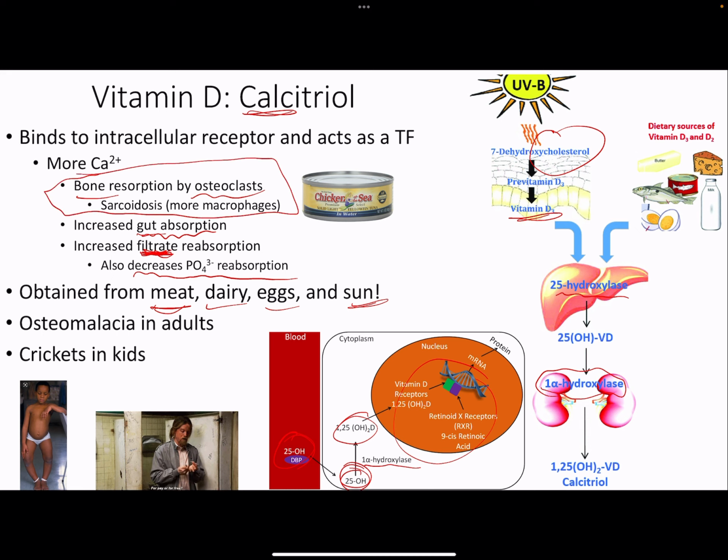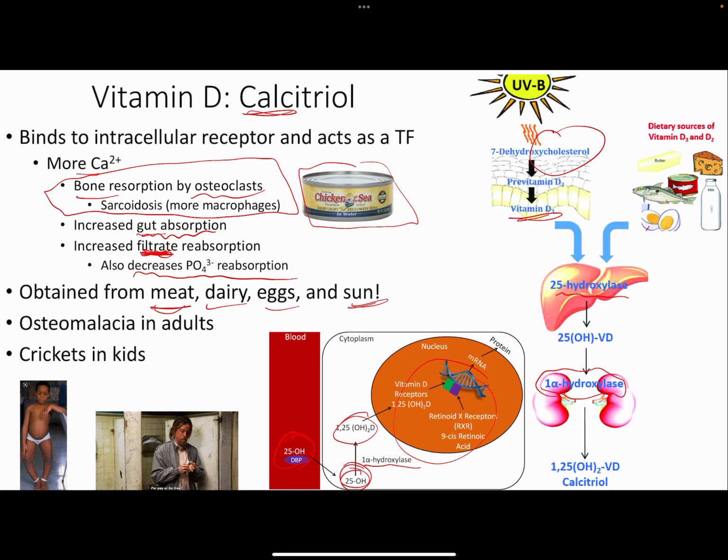Quick note on this real quick. We said that one way to get more calcium is by osteoclasts breaking down bone. That means that osteoclasts are really just macrophages. So, I thought of like chicken of the sea. This is like a macrophage of the bone. Macrophages of the bone are osteoclasts. Macrophages of the brain are microglia. Macrophages of the liver are Kupffer cells. So we have a lot of different names for macrophages, and this is one you should know.